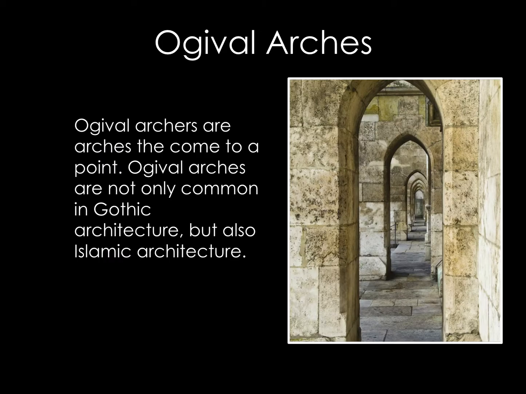Ogival arches. These arches come to a point. They are not only common in Gothic architecture, but they are also common in Islamic architecture as well. So you can see how these arches come to a point at the top instead of being rounded out.